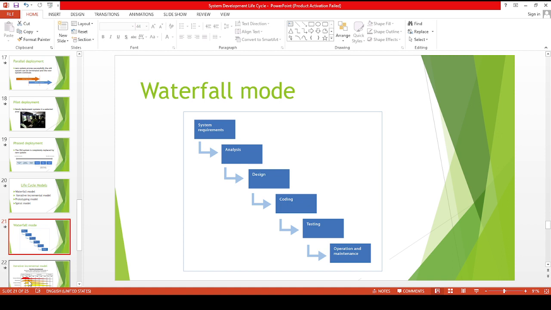But there is a catch. System requirements must be finished before going to analysis. Analysis must be finished before going to design. Design must be finished before going to coding, testing, and operation and maintenance. But we can't mix all of that.